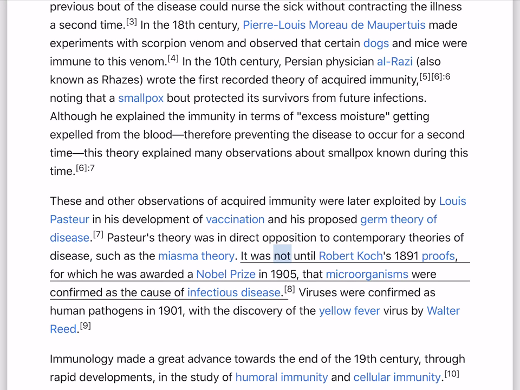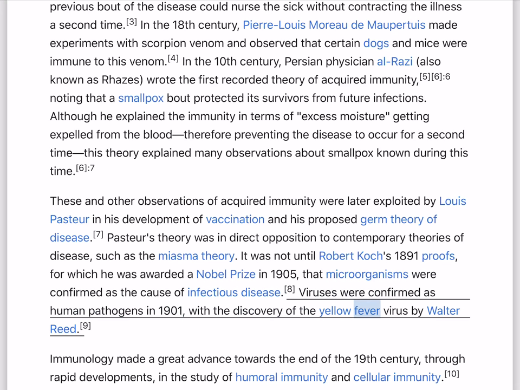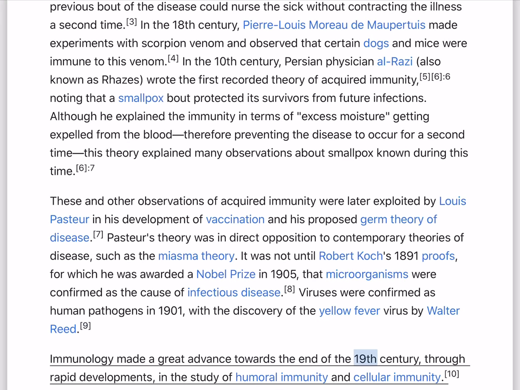It was not until Robert Koch's 1891 proofs, for which he was awarded a Nobel Prize in 1905, that microorganisms were confirmed as the cause of infectious disease. Viruses were confirmed as human pathogens in 1901, with the discovery of the yellow fever virus by Walter Reed. Immunology made a great advance towards the end of the 19th century, through rapid developments in the study of humoral immunity and cellular immunity.